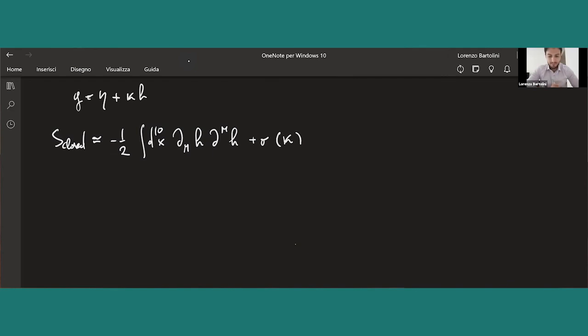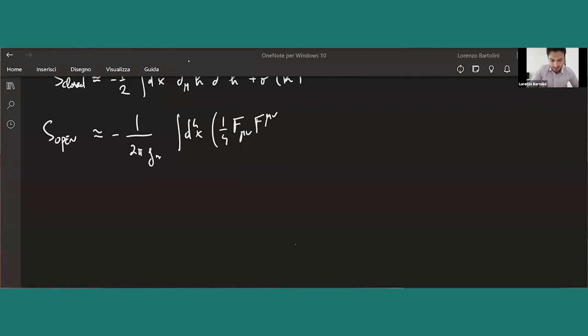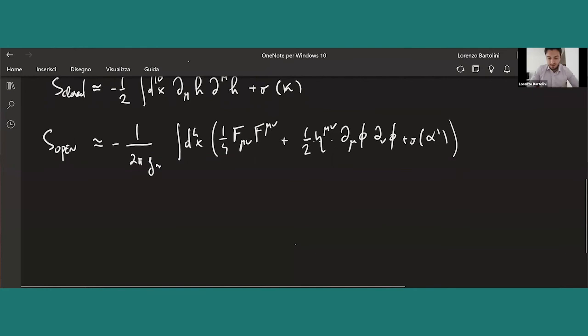We turn to the open sector. And what do we have? 1/2π g_string, and we are essentially expanding the DBI action. We have a square root with a gauge field inside and a dilaton in front. We expand it, and what we get is a four-dimensional action, 1/4 F_μν F^μν plus other stuff, and we don't really care a lot. Let's just write this, this is for the embedding, φ, the new φ, plus other terms of order α′. So this φ here is not the big Φ that is the dilaton. These are the scalars that I mentioned before. It's the embedding of the branes.